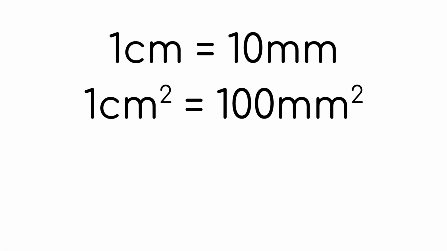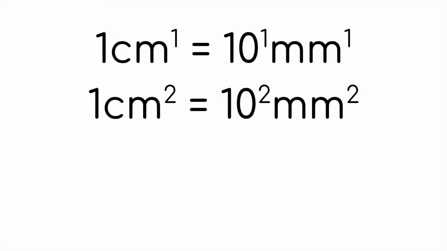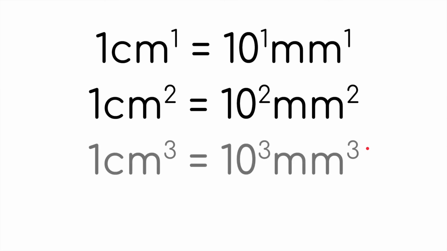We can also rewrite this like this. So 1 centimeter is just 1 centimeter to the first power, which is equal to 10 to the 1 millimeters to the 1, and then 1 centimeter squared is 10 squared times millimeters squared. And then we could also continue this for cubes, and even more if you go on to higher dimensions.